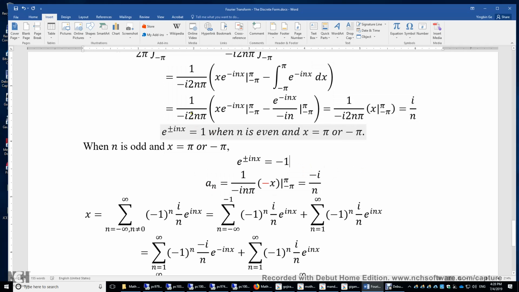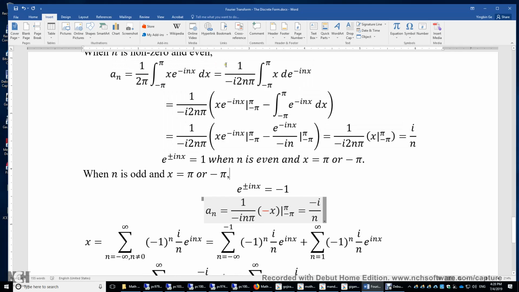Therefore, this a sub n, again, we use this expression. This part will cancel because, again, this value is negative 1 anyway. And over here, this value is negative 1. Therefore, we have a negative sign here in red. And then the result is negative i over n for a sub n. So this is important. When n is an even number, a sub n is i over n. When n is an odd number, a sub n is negative i over n.